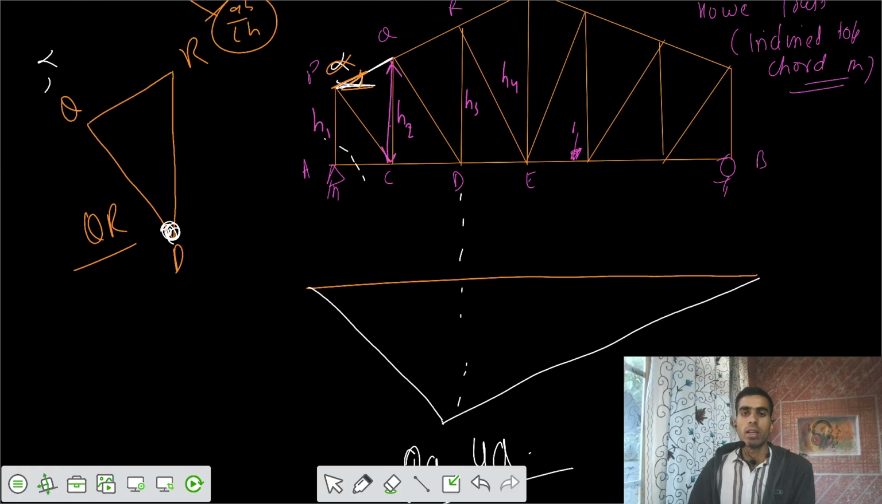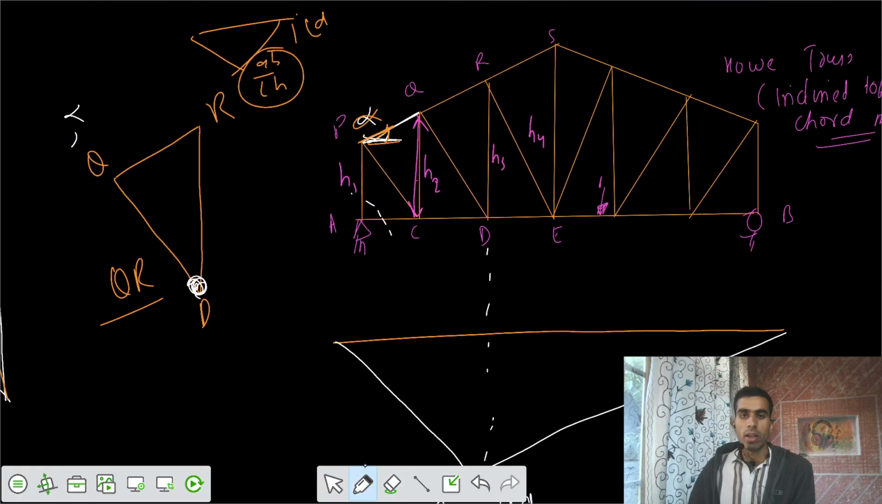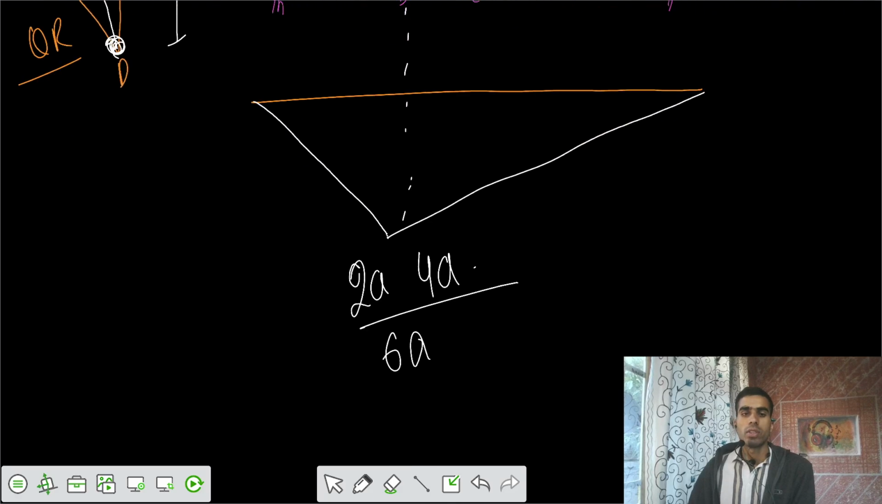We don't have to take the value of H3, but we have to take the perpendicular direction. Let's say this is some perpendicular. Let's call it H3 perpendicular, and this length was actually H3. We have to take the length perpendicular to that member QR, H3 perpendicular.